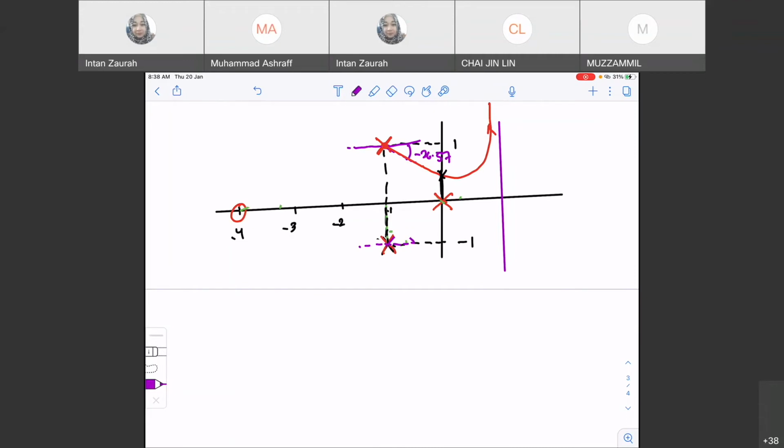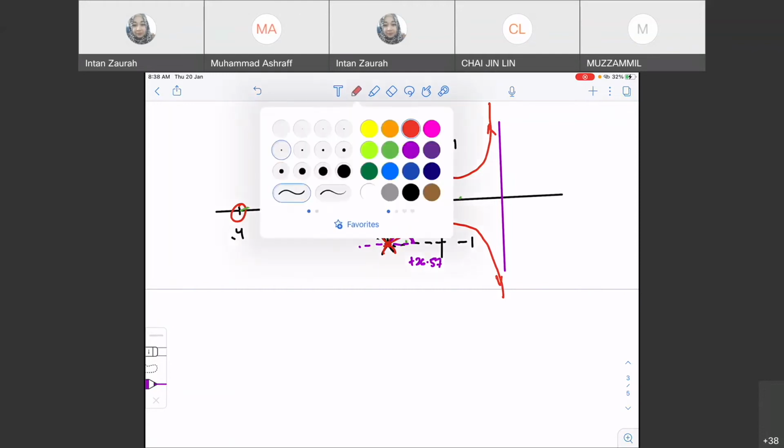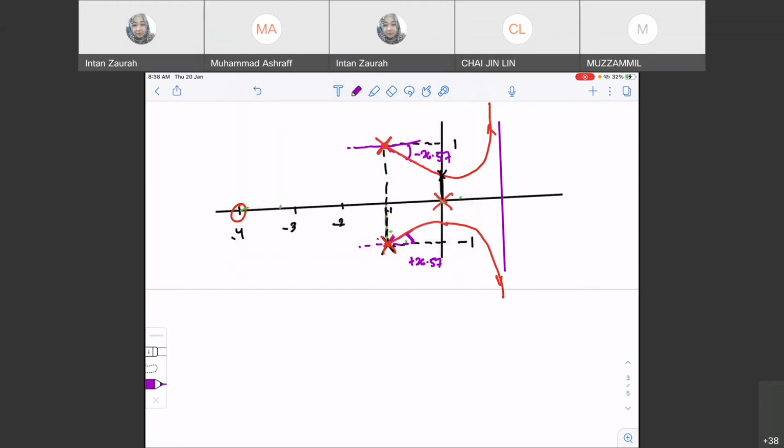Okay, it's like that, positive 26.57. So basically for your angle at this complex number, you will start from the center of your poles, and then it will follow this angle before it crosses your imaginary axis, and then follow your asymptote. So it will never cross your asymptote, but it will follow very closely to your asymptote.